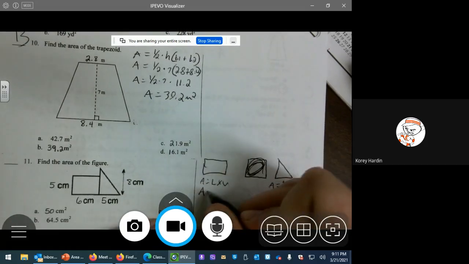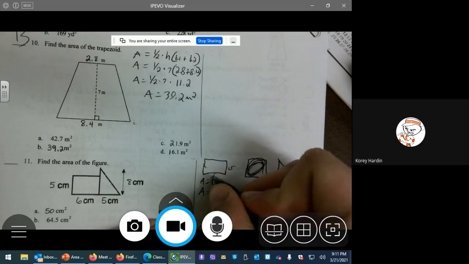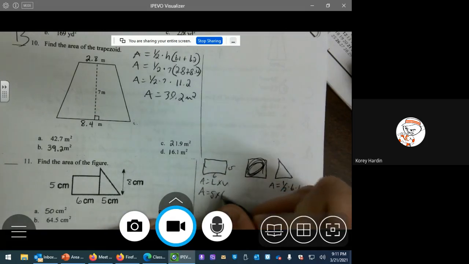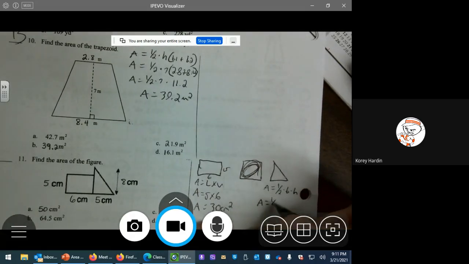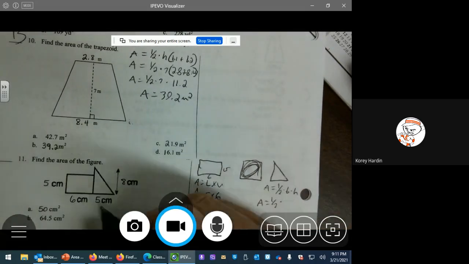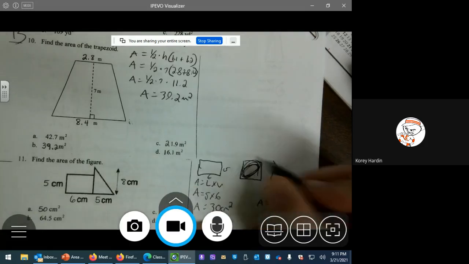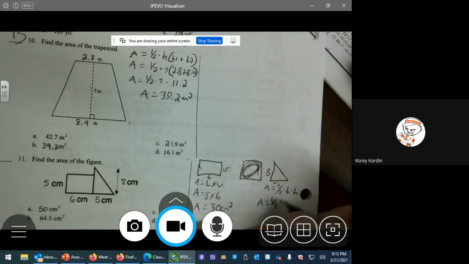So length times width first, I've got 5 and 6. So 5 times 6, area equals 30 centimeters squared. And in the triangle, I've got area equals 1/2 times the base. The base is going to be 5. The height is going to be 8.